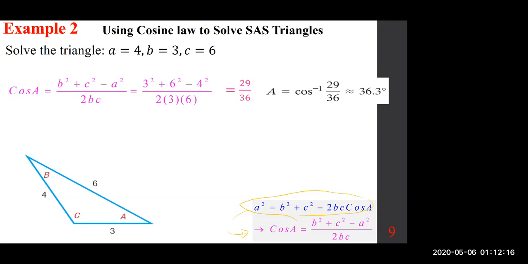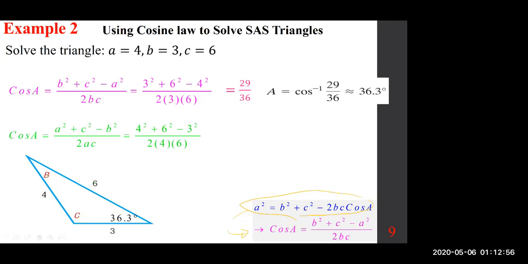Okay, remember, you want to find two more angles. You really can use any of them. You can use the sine law, or you can use the cosine law. So for this section we can continue with cosine law. We found one of them. We find another one using cosine law.